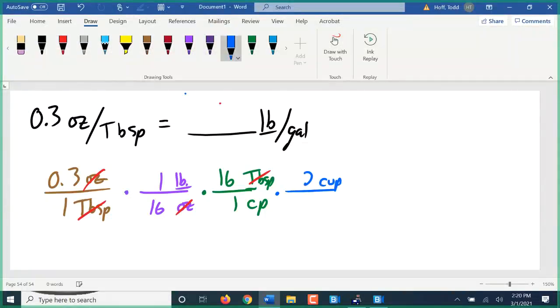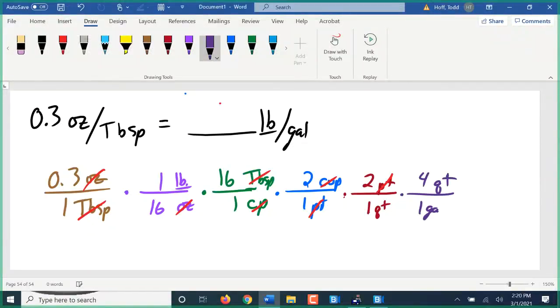Then I know that there are 2 cups in 1 pint. And finally, we know 2 pints in 1 quart. Last step, 4 quarts in a gallon. So now we do have pounds per gallon.